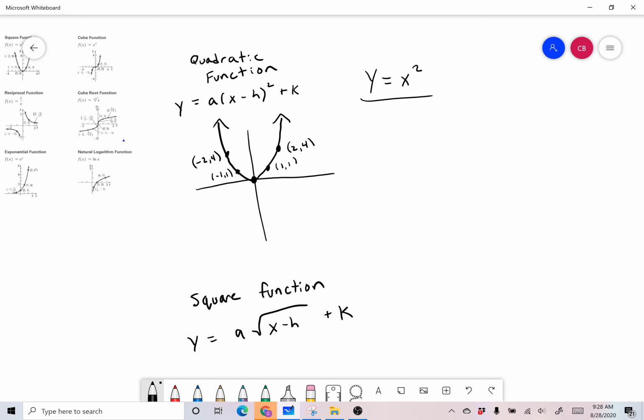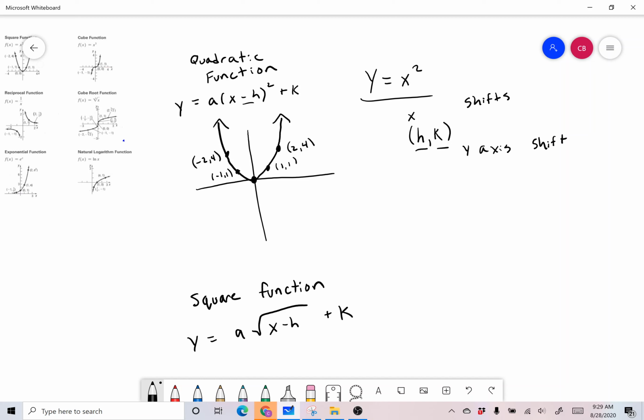So for instance, let me point some things out. H and K are your shifts. H is the x-axis shift, and then K is the y-axis shift. One thing I want to point out to you, though, is notice that the negative h here in this formula, that means that whatever h is in the formula, it will be the opposite of it.